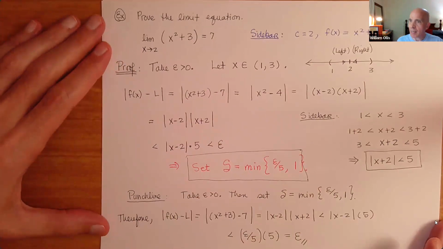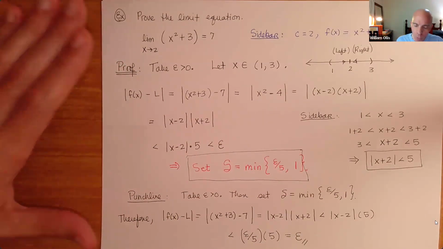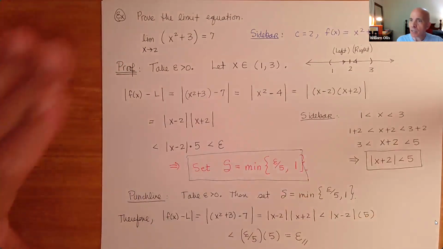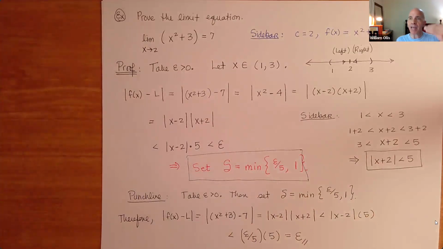So the key, and again, this is very important, once you select the delta, you are done. Once you have a rule for selecting delta, then you are complete with the problem. The punchline is fine. It makes everything look good. It's like checking your answer when you solve an equation.